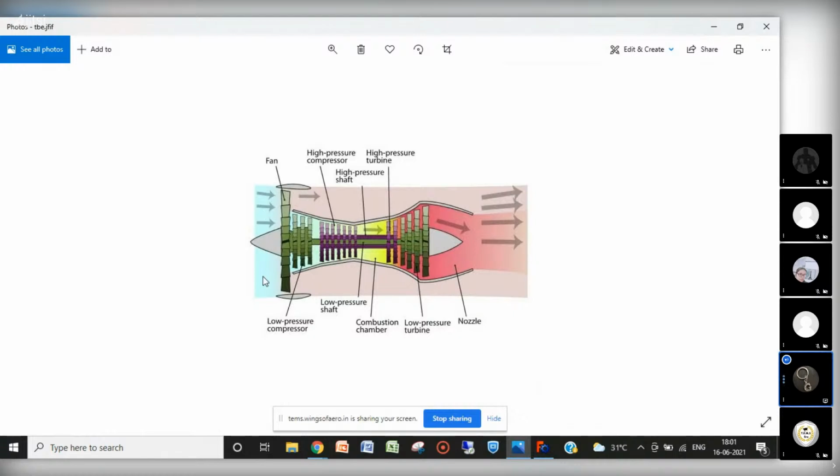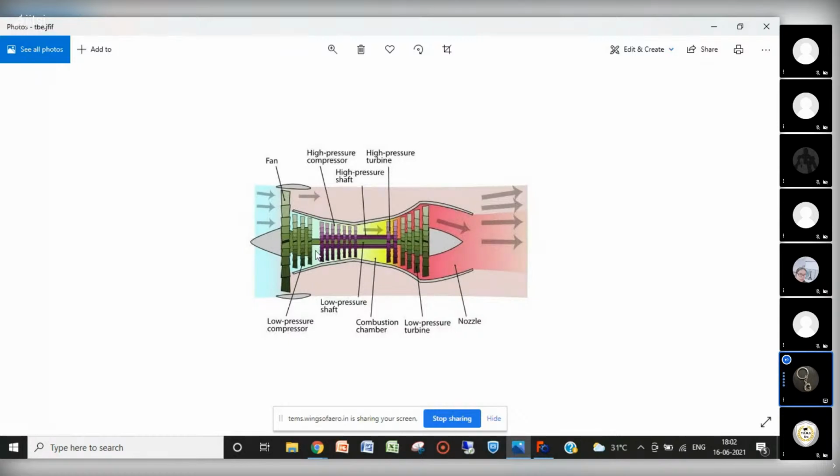That is an aircraft's engine. It is similar to a jet engine, but the only difference is it has a propeller in front of that engine. The same engine has an extra propeller in front. That's why it is called a turboprop engine. So we have mainly three parts: the axle, the fan or propeller, the compressor, and the turbine. After that, the nozzle is the same as in the jet engine.